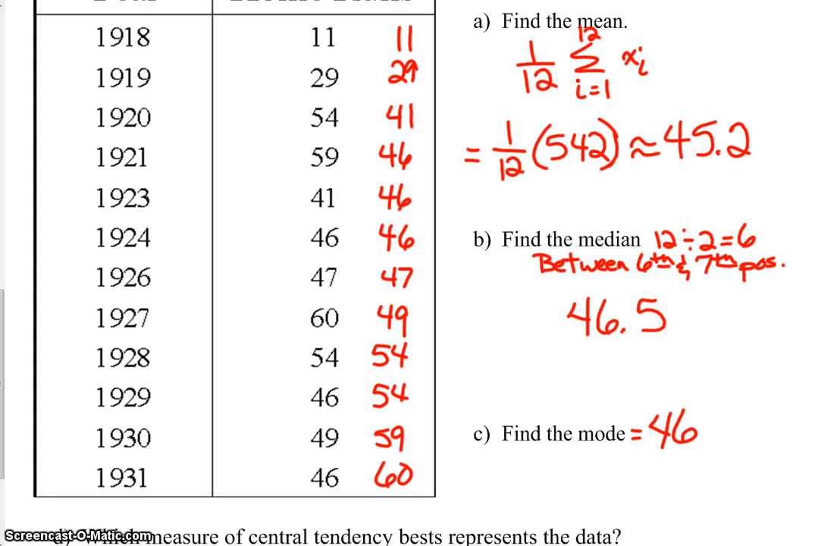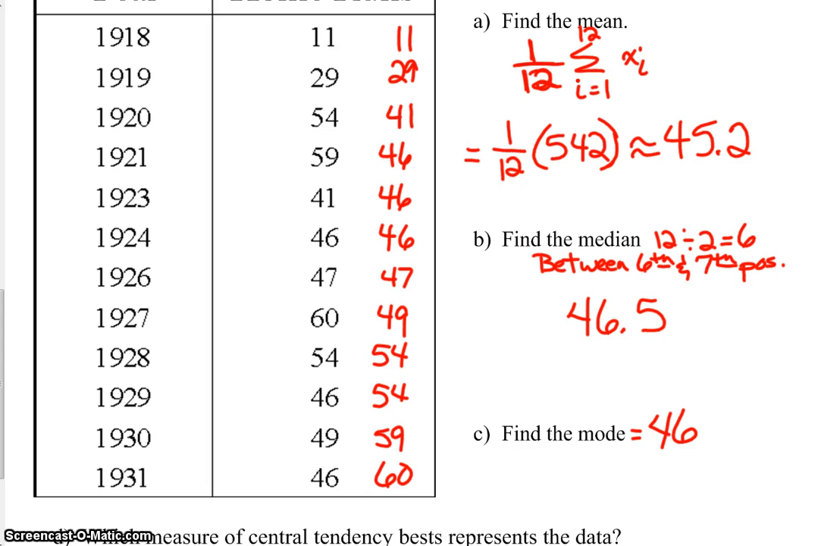You can see I used the summation formula. I did 1 over n times the sum of the numbers from the 1st to the 12th of the numbers in the data set. That sum was 542. 1/12 of 542 was 45.2 for the mean. There were 12 pieces of data, so I divided 12 by 2 and got 6. So the median was between the 6th and 7th piece of data.